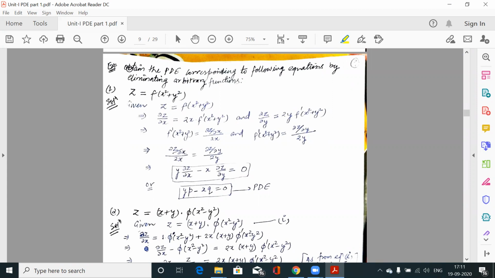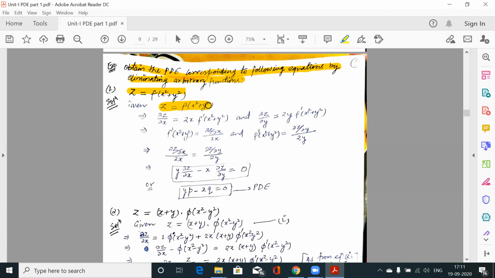So next, the questions: obtain the PDE corresponding to the following equations by eliminating the arbitrary function. So now we have to formulate the PDE by eliminating the arbitrary functions. First question: z is equal to a function of x square plus y square. Here we can see that only one arbitrary function is there, small f. One arbitrary function means we first try with the first order derivatives.